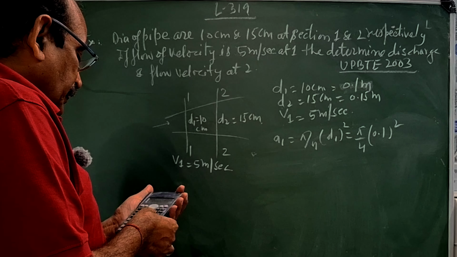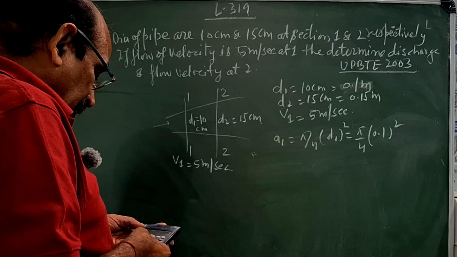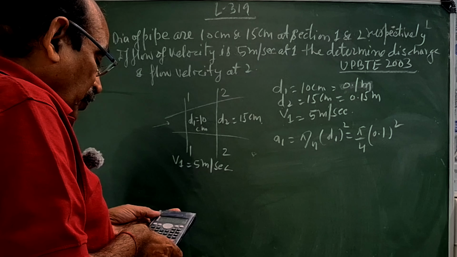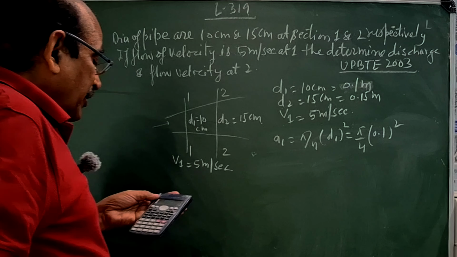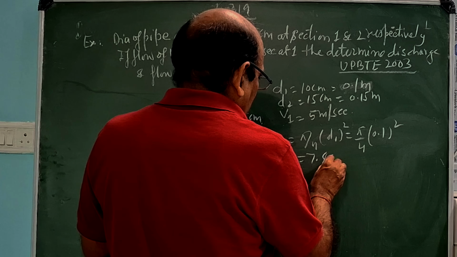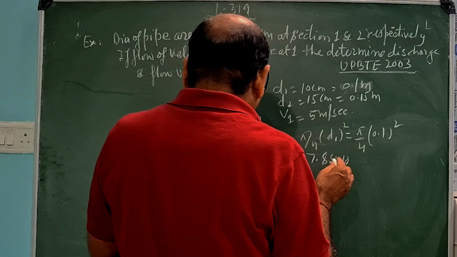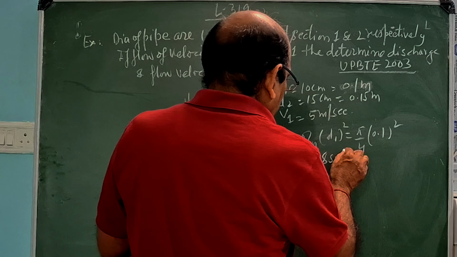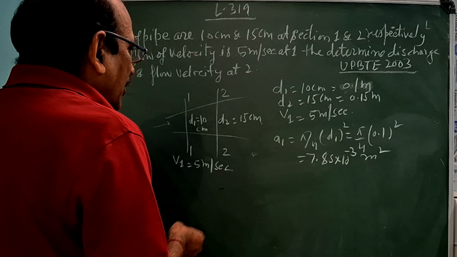So that is π/4 into 0.1 into 0.1. This is 7.85 into 10 to power minus 3 meter square. This is area. And what is Q?